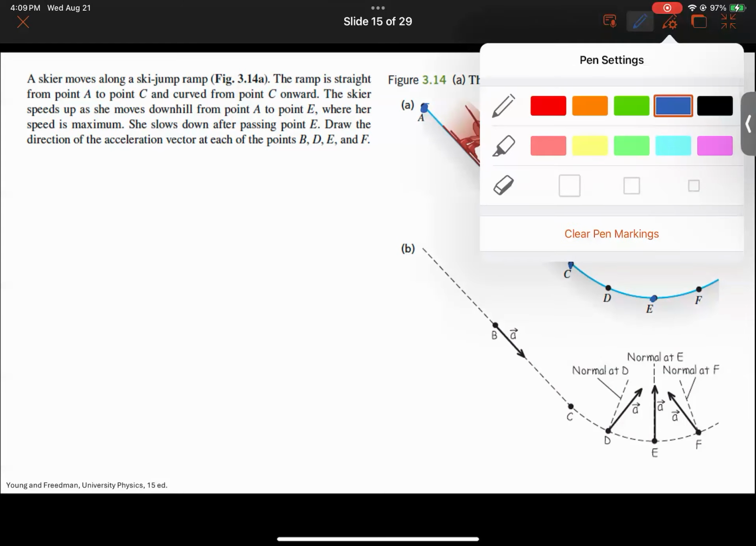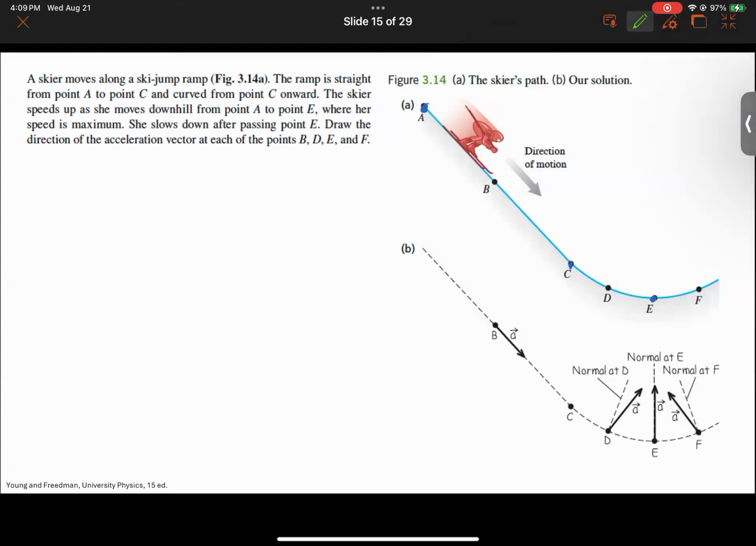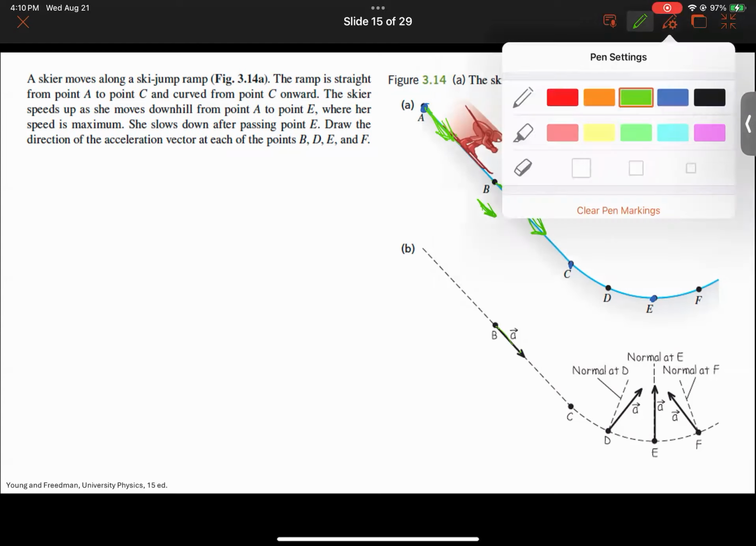Draw the direction of the acceleration vector at each of the points B, D, E, and F. Okay, so at point A, for example, ganyan yung kanyang velocity. Then at point B, nag-increase yung kanyang velocity. So yung difference nitong dalawa, since parallel sila sa isa't isa, is in the same direction as both vectors. So yung acceleration vector will be parallel to both B and A. So yun yung nakikita natin dito.